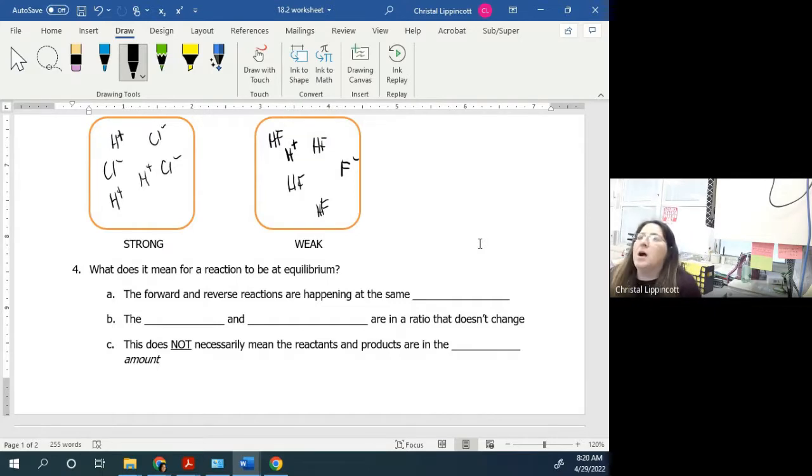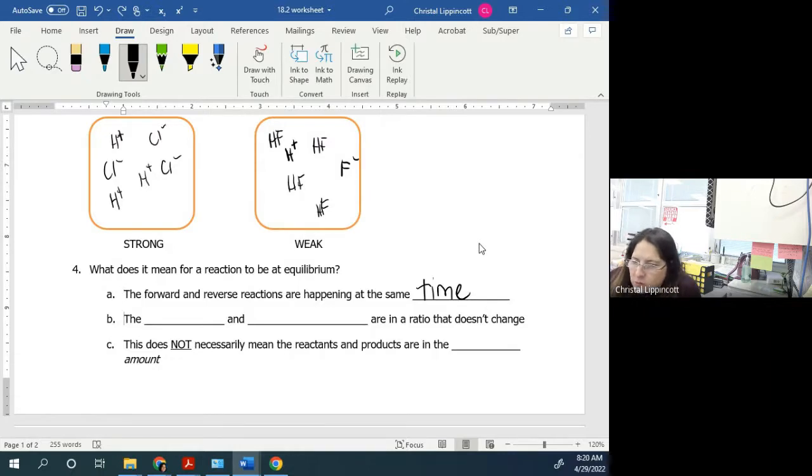Okay, all right, so getting back. What does equilibrium mean for a reaction? The forward and reverse reactions are happening at the same time. Or, the products and reactants are in a ratio that doesn't change. Okay, yep, we can do that too. That's probably even better than forward and reverse reactions.